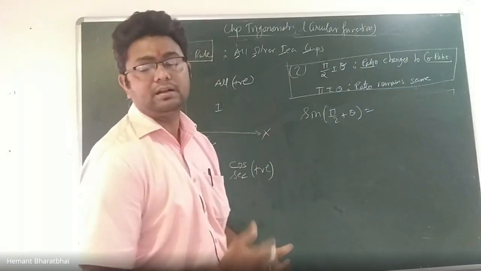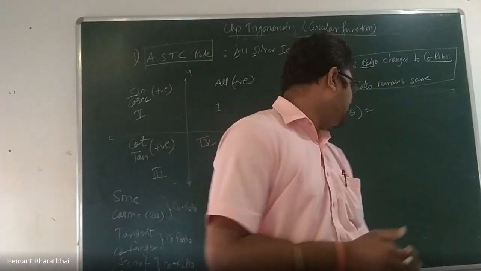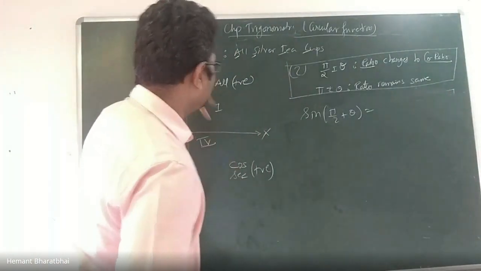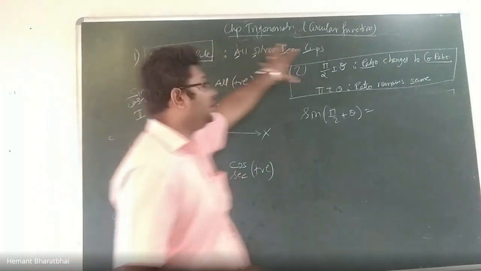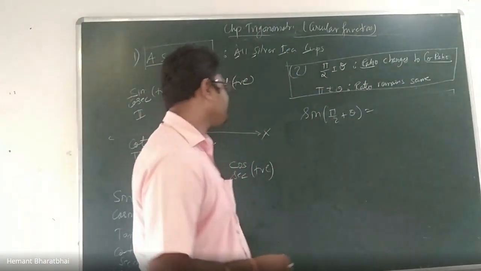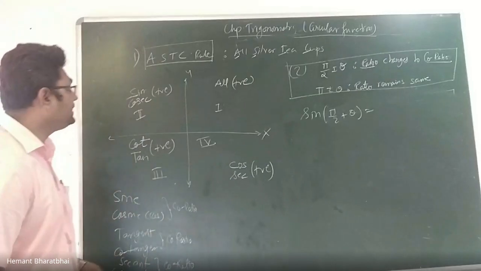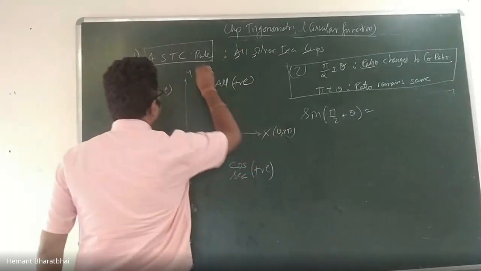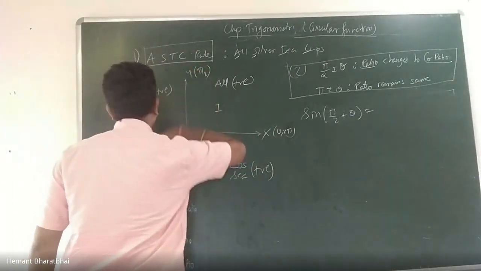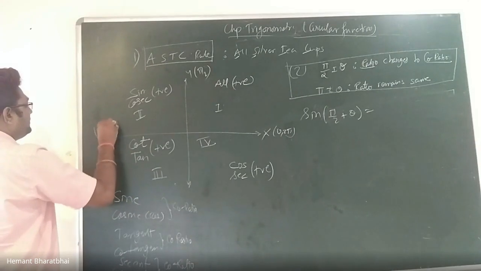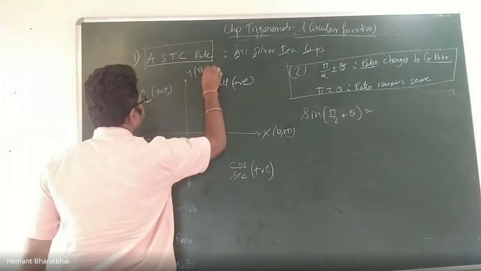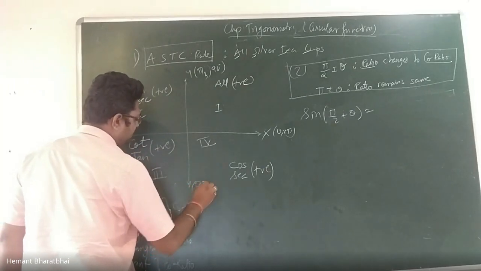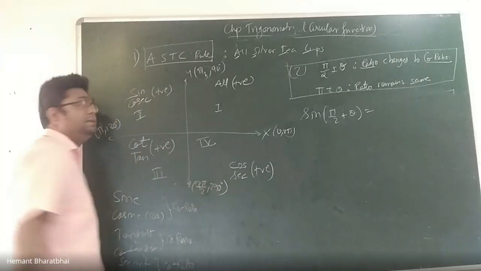Okay, when I write, suppose I want to find out the value of sine of pi by 2 plus theta. So apply first the ASTC rule and then apply the pi by 2 plus minus theta rule. Now, this is my 0 or 2 pi. This is my 90 degrees, that is nothing but pi by 2. This is my pi, which we also call 180 degrees. And this is my 3 pi by 2, which we also call 270 degrees.